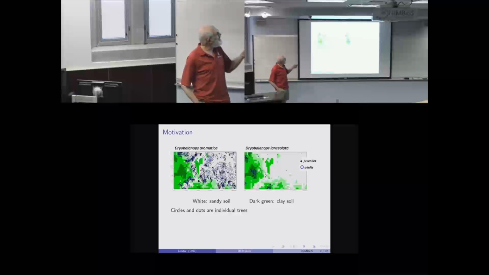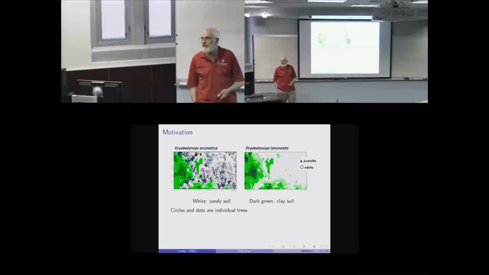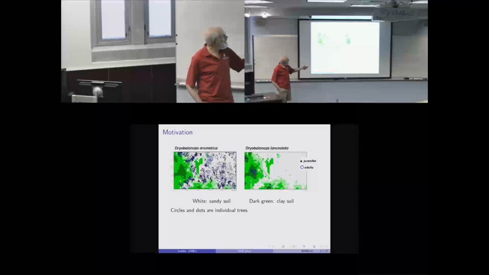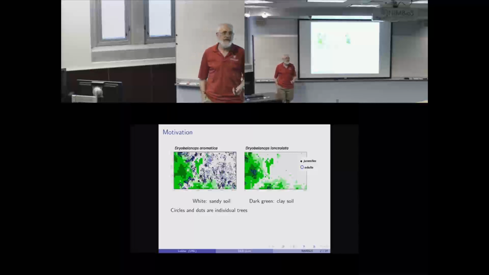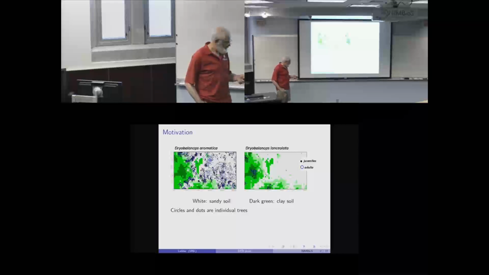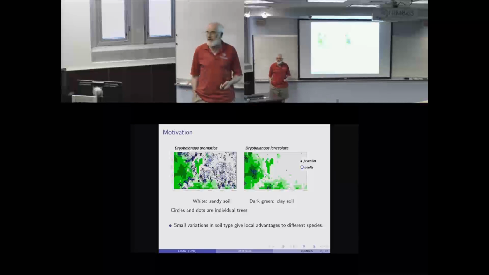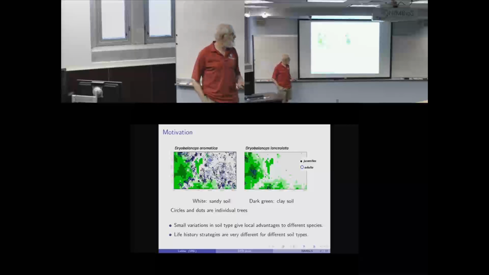And so you can see that the Aromatica tree lives in the sandy soil, but you don't see any of them on the clay soil and hardly any on the two intermediate types of soil. And Lanceolata lives almost entirely on the clay soil and hardly anywhere else. They're in the same genus, so these species are not that much different. But small variations in soil type give local advantages to different species.